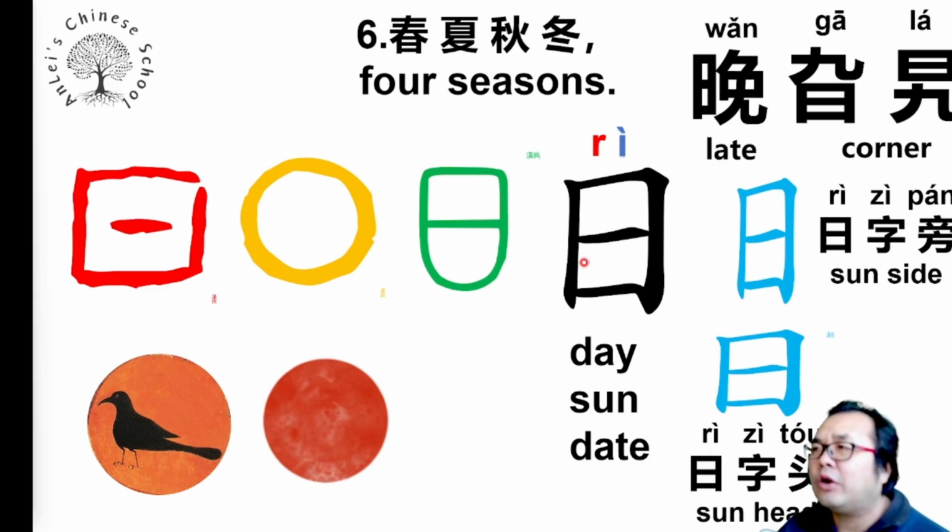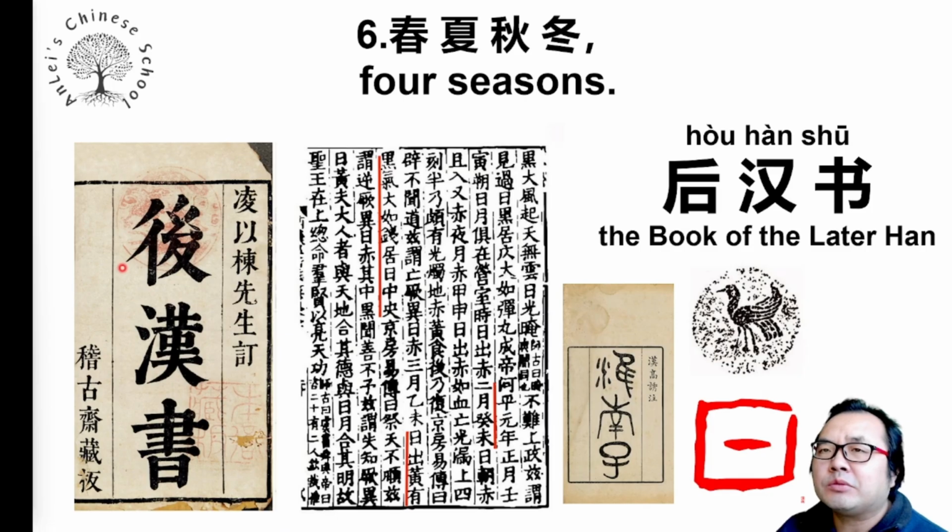And why is there one horizontal stroke in the square? Because ancient Chinese people believed that there's a black claw inside the sun. And what's that? In China, there's one ancient book. It's called Hou Han Shu, the Book of Later Han. It records many historical events of the Eastern Han Dynasty. It wrote 和平元年, that was 150 AD.